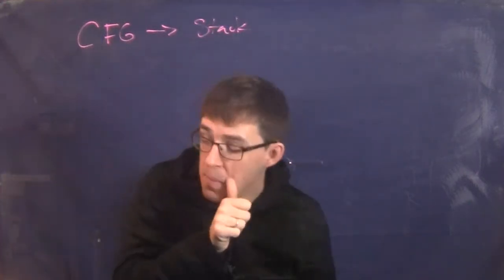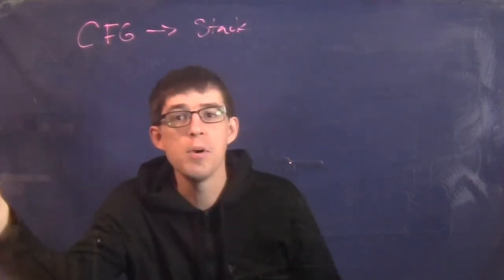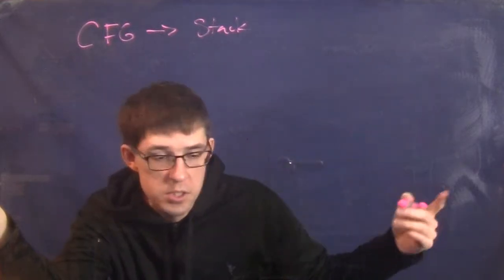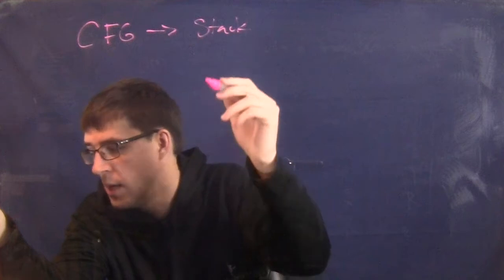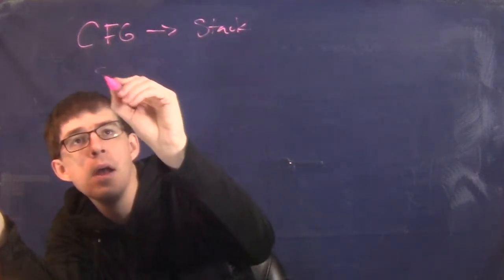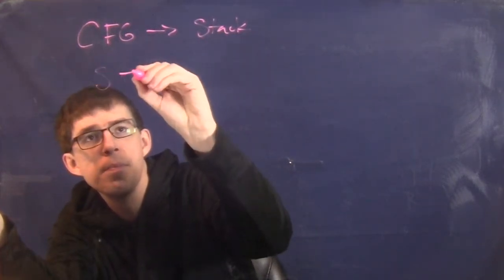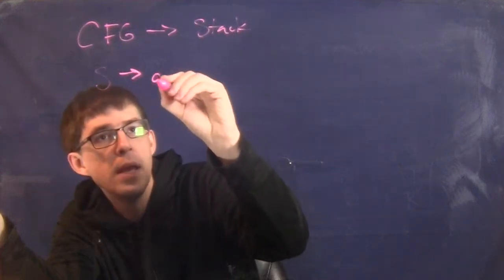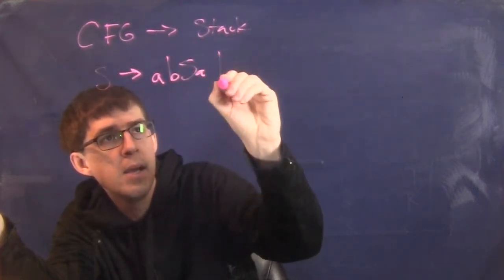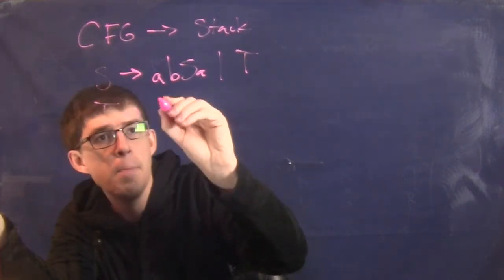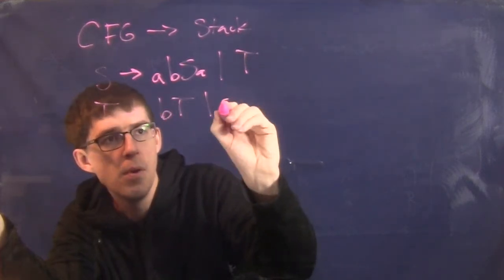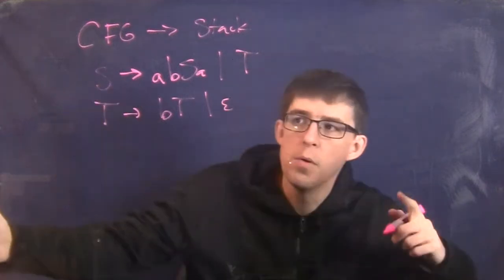Let's start with this way. If you have a grammar, can you make it into a machine? Let's just refresh our memory on working with grammars. Here is an example. How about S goes to AB, SA, or T. T goes to BT, or epsilon. So this is our grammar.